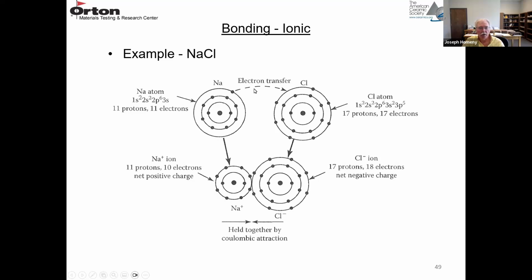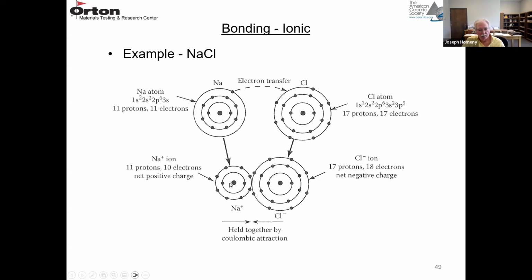So there's an electron transfer. This 1 electron in this 3s level is transferred to complete this 3p5 level, which is now 3p6. So chlorine has a complete outer level, and that's shown here. So now we have an Na plus ion with 11 protons and 10 electrons, so it has a +1 charge. And chlorine, Cl minus, has 17 protons and an extra electron, 18 electrons, so it's a negatively charged ion.